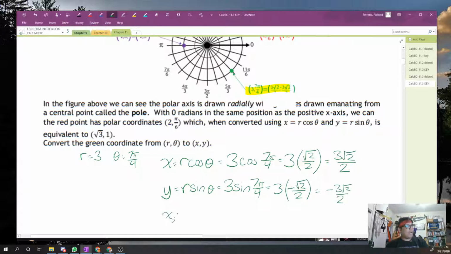So x, y is equal to 3 radical 2 over 2, comma, negative 3 radical 2 over 2. So that's our first task.